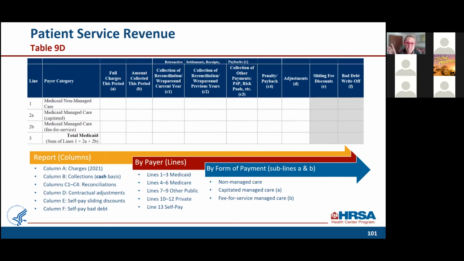This table, Table 9D, can look a little overwhelming. There are lots of rows and columns, but really it's the same basic premise repeated for each payer. You'll report charges, collections, supplemental payments, and contractual adjustments by payer and by form of payment, meaning non-managed care, capitated managed care, and fee-for-service managed care for each. On this slide, you can see a portion of the table demonstrating what I just mentioned. This portion of the table shows that lines 1 through 2B are all Medicaid and just broken out by form of payment.